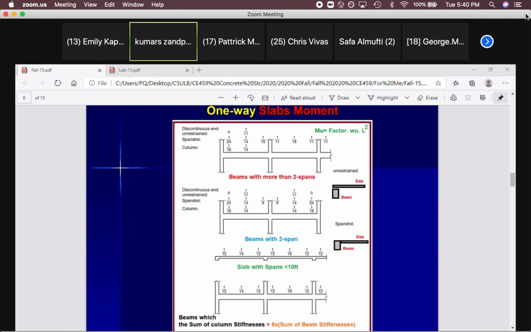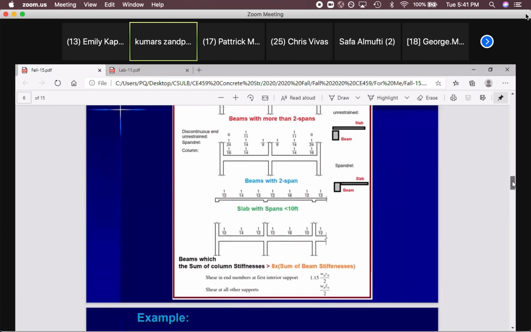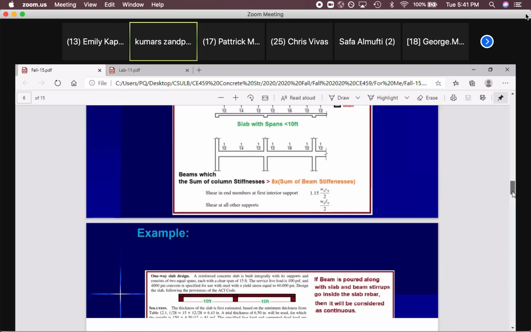And if the sum of the column stiffness is greater than 8 times the sum of the beam stiffness, that's hard to use. It's better to do it by hand. It's easier than going to find the stiffness of the column and the stiffness of the beam. This is just for your information, but you don't need to actually worry about this. Doing by hand is easier. And as you can see, these numbers are almost the same. Okay, so these are some examples, some charts that ACI provided.